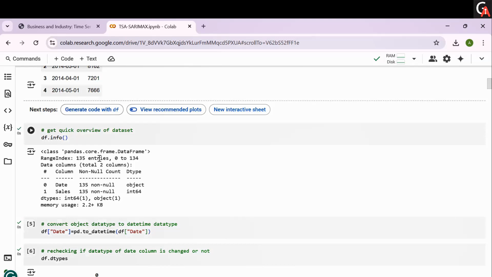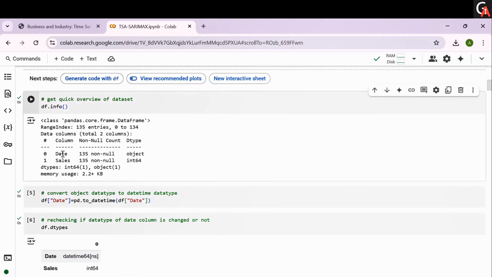So there are 135 records, 2 columns. The date column is of type object and the cells column is of type integer, and the memory occupied by this particular DF is 2.2 plus KB. There are no null values present in the data.